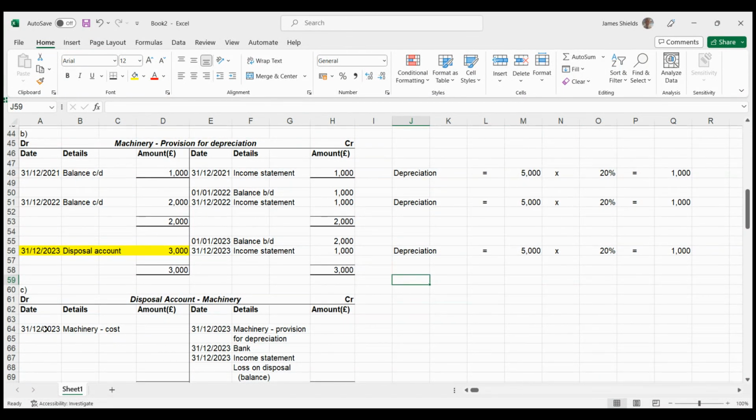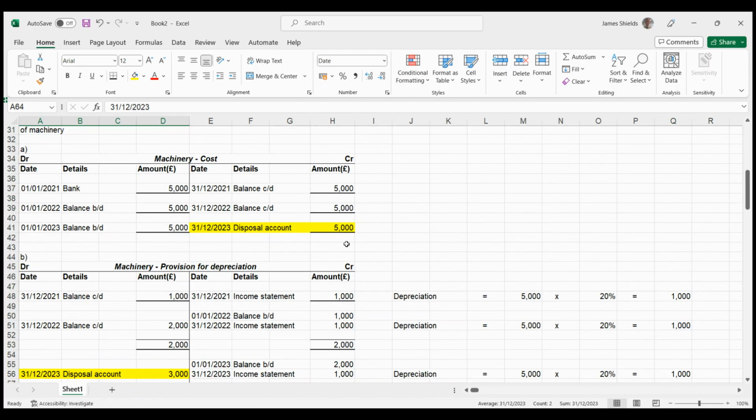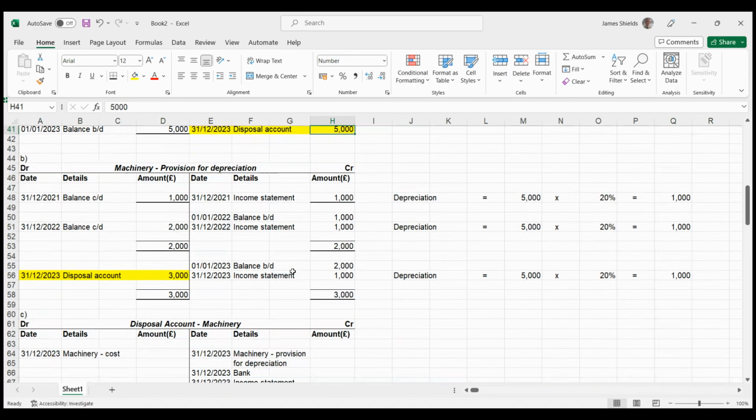Now, on my debit side, we're going to put down the cost at the time of disposal. The cost at the time of disposal was, go to your cost account, as they're figured out, £5,000. So that's our machinery cost, £5,000. So again, I'll highlight that so we can match it.